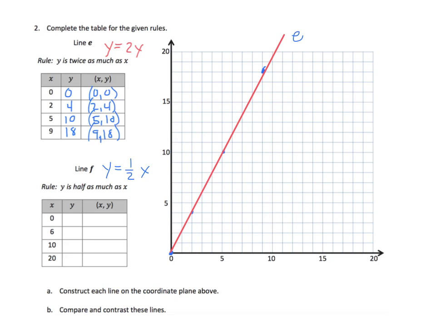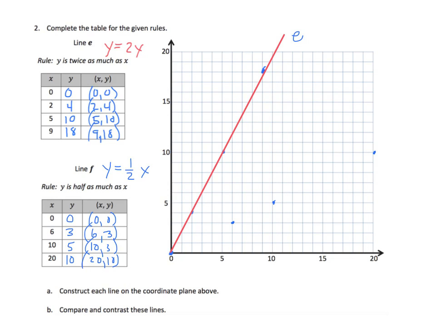Okay. 0 divided by 2, or 1 half of 0, is 0. 1 half of 6 is 3. 1 half of 10 is 5. And 1 half of 20 is 10. Let's plot the values. Again, we start at the origin. I already have a point there. And I have 6 for my x, 3 for my y. And I have 10 for my X and 5 for my Y, and we see that we have what looks like a straight line. And we have 20 for X and 10 for Y.